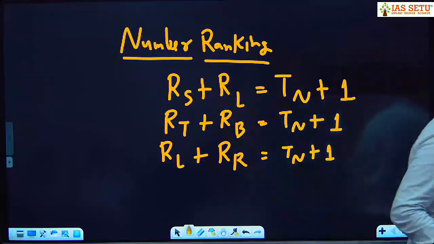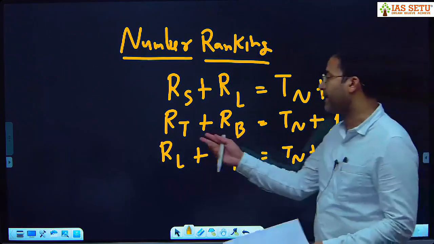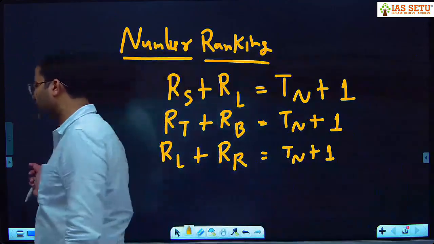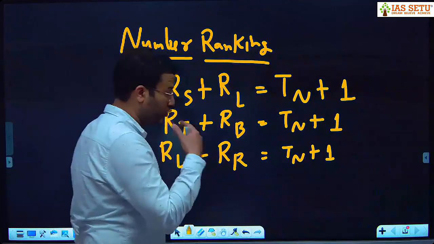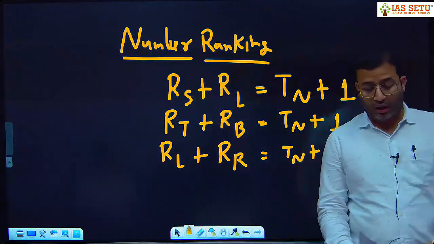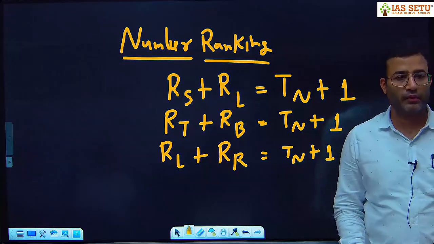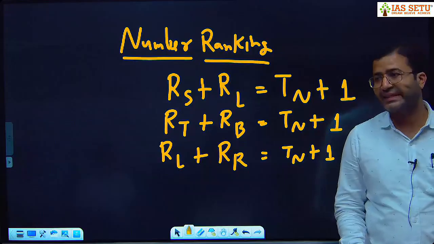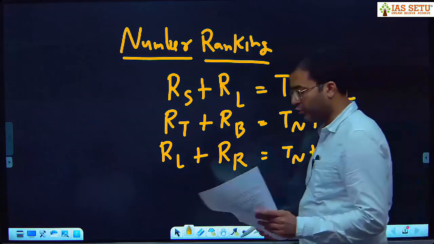So I repeat, we have only one formula, that is ranking from starting plus ranking from last is equal to total number plus 1. Ranking from top plus ranking from bottom is equal to total number plus 1. Ranking from left plus ranking from right is equal to total number plus 1. Okay. So now we will start with some basic questions, then we will do some miscellaneous questions. Okay. So here you got this handout.